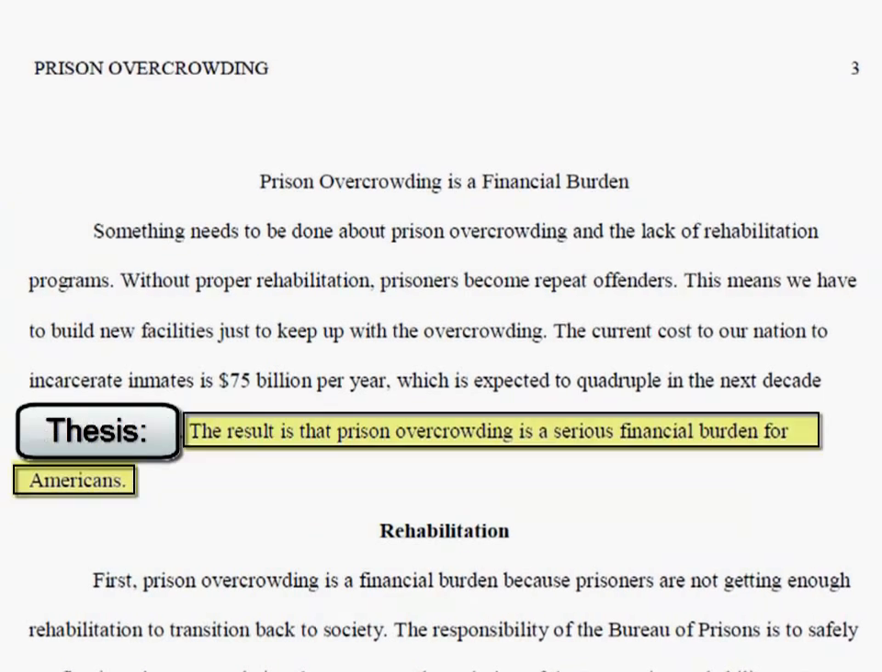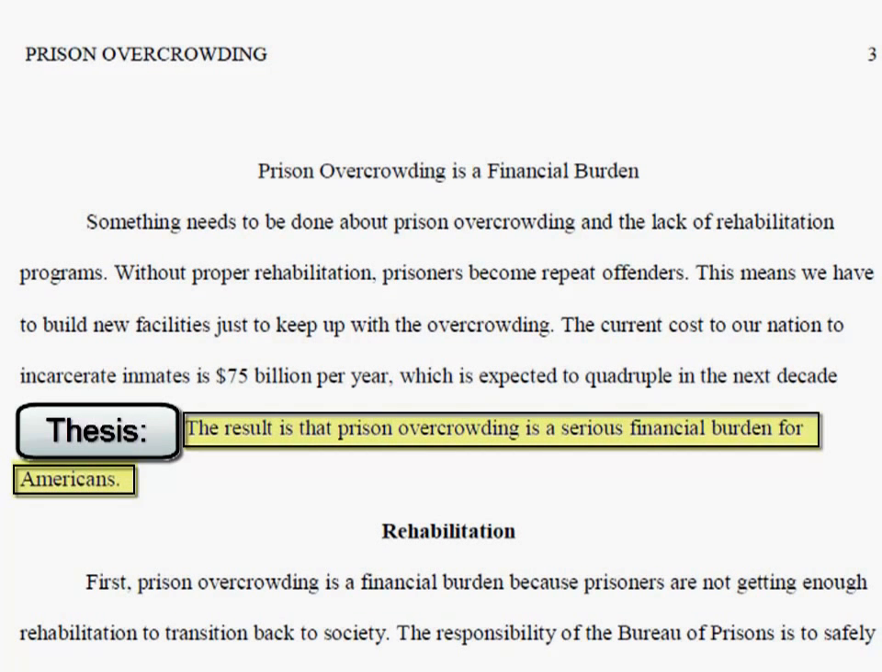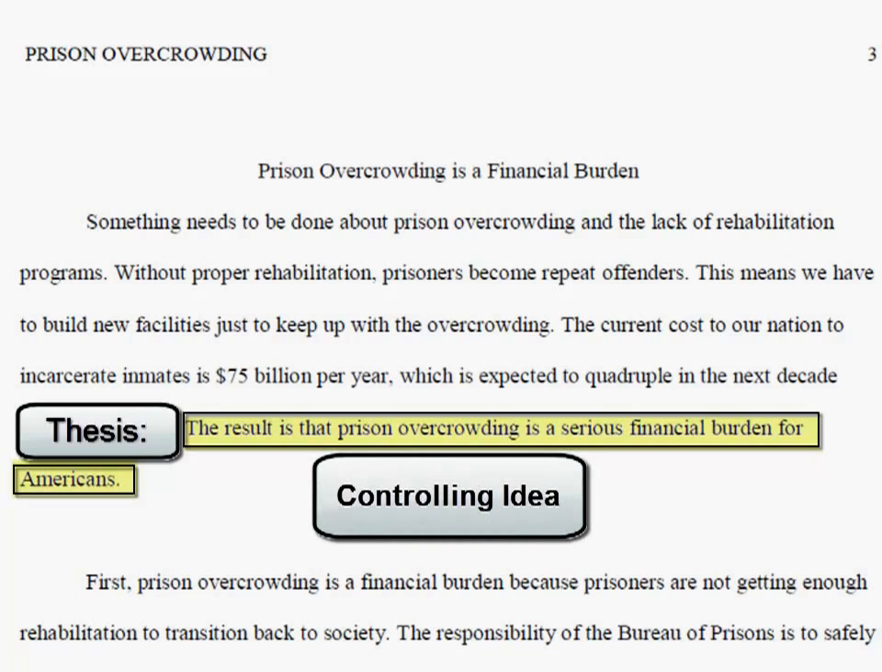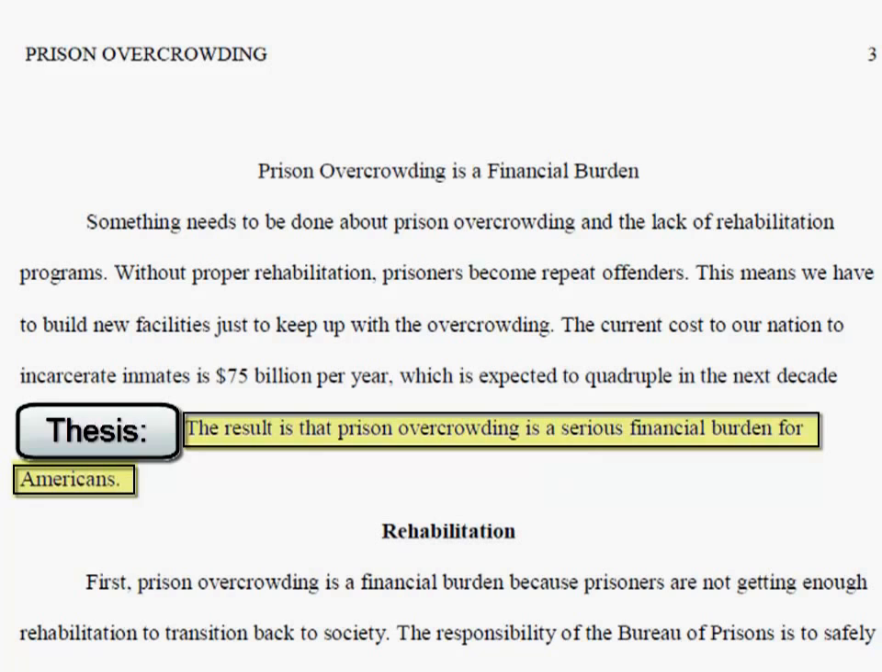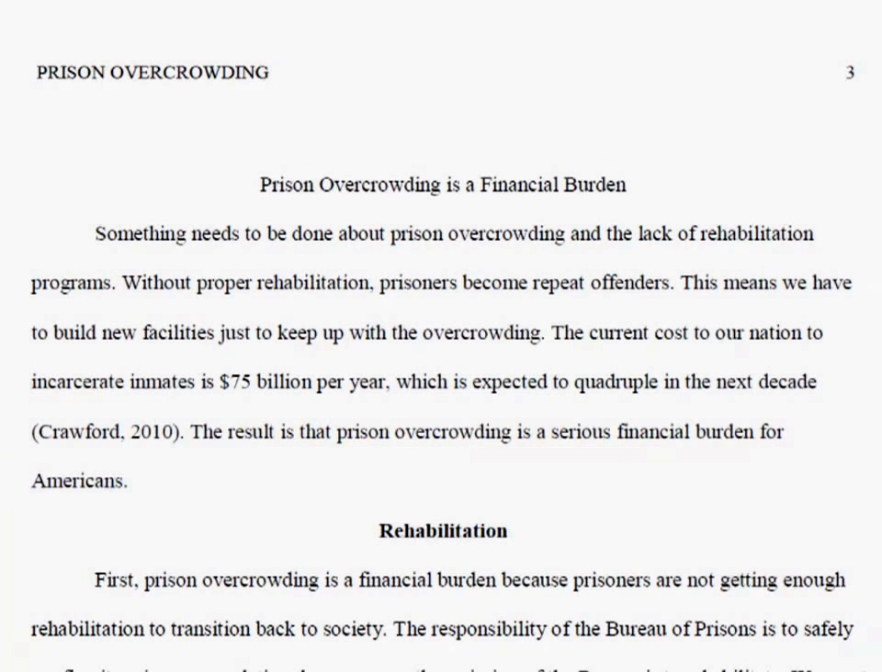Let's read Jane's thesis and examine how she led up to it. Thesis: The result is that prison overcrowding is a serious financial burden for Americans. So, this is the overall concept, the controlling idea that the essay will illustrate, corroborate, and hopefully present a convincing case for. Let's return to the beginning of the intro to see how she led up to this thesis.